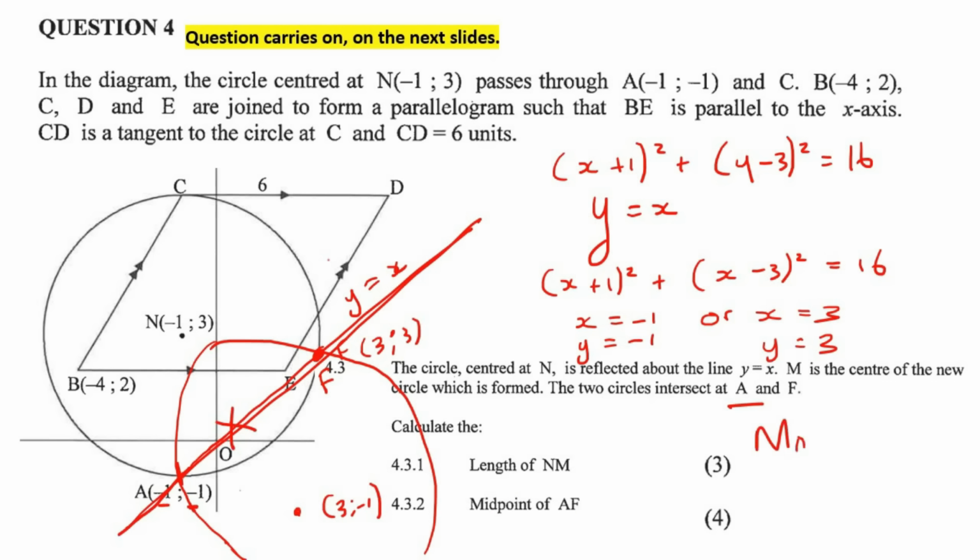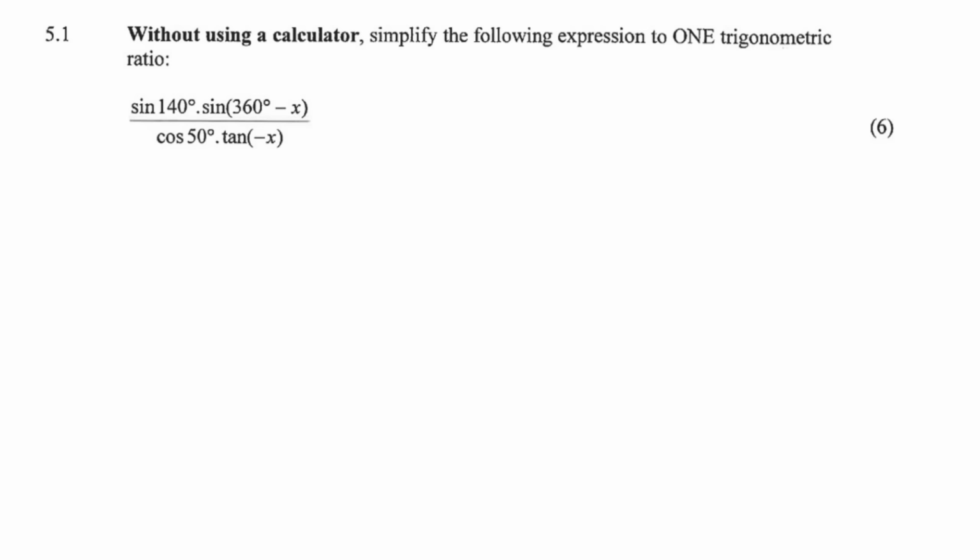So the midpoint of AF is just going to be x1 plus x2 over 2, y1 plus y2 over 2, and so that's going to be -1 plus 3 over 2, and then -1 plus 3 over 2. And if you work this out, you will end up with 1 and 1 as our final answer.